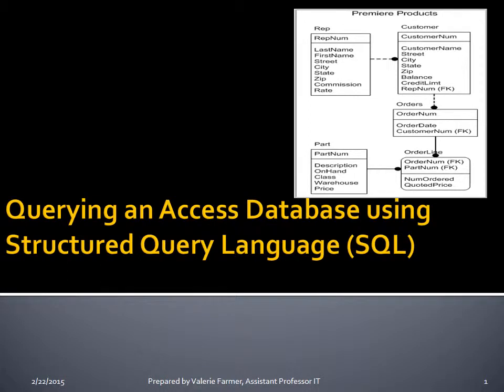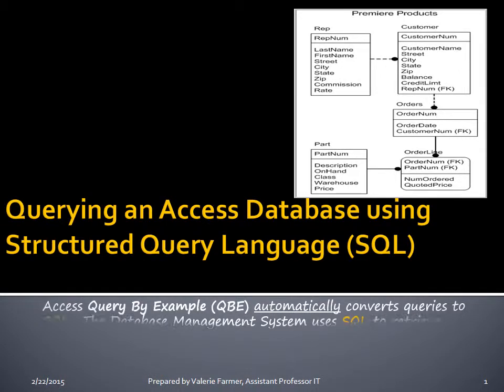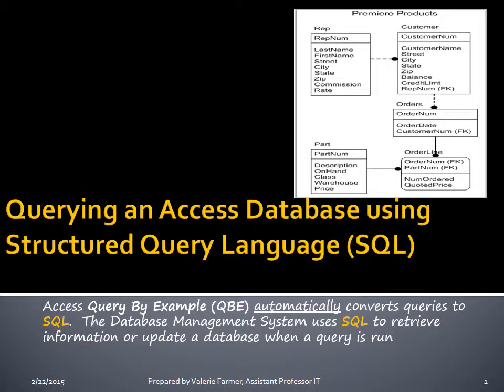Querying an Access 2007 database using structured query language, also called SQL. Access query by example queries are automatically converted to SQL. The database management system uses SQL to retrieve information or update a database when a query is run.